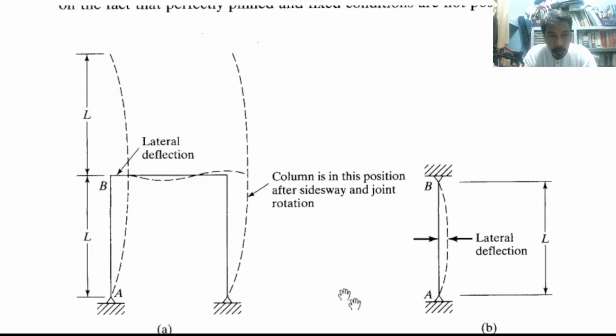So this is a figure representing 1/2, no? K is equal to 1/2. So this is the total inflection from this point to that point. From this point to this point, that is only 1/2. Column is in position, lateral deflection. So L.